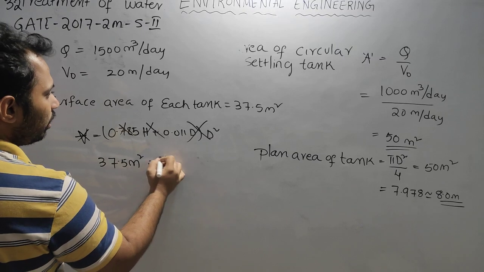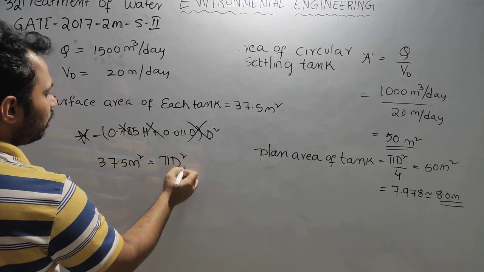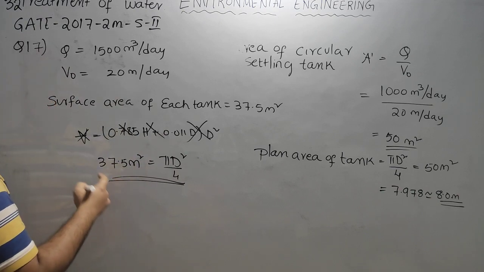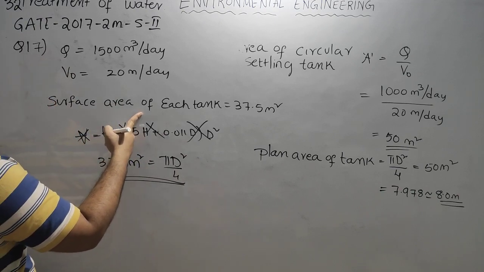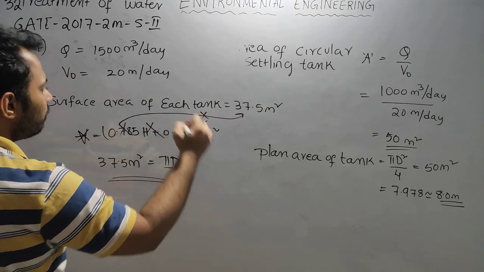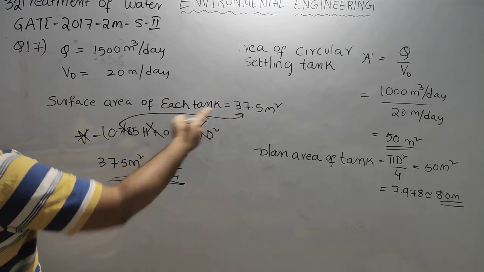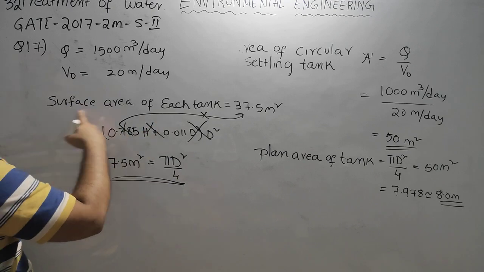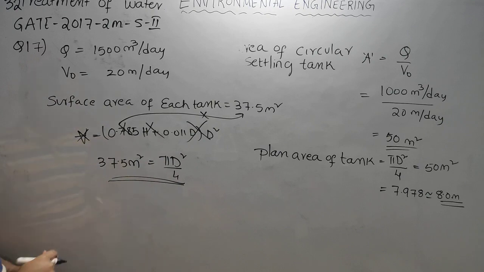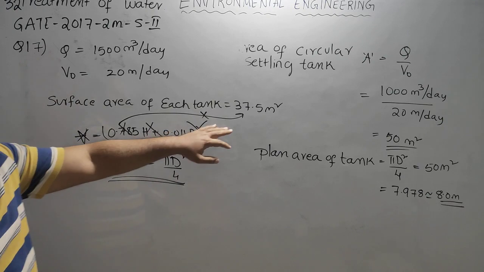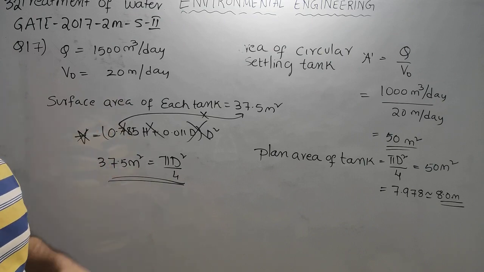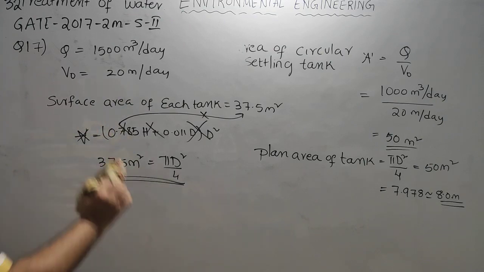Surface area means again pi d square by 4 only. Okay, this is correct. I have equated it to pi d square by 4 only. But here this is volume and this is surface area. We cannot equate them. So I have equated volume with this, which is wrong. We have to equate the surface area with the surface area. This is the surface area of the circular tank. If this is the volume, then we need to equate it with the volume. That is the only thing we need to understand.